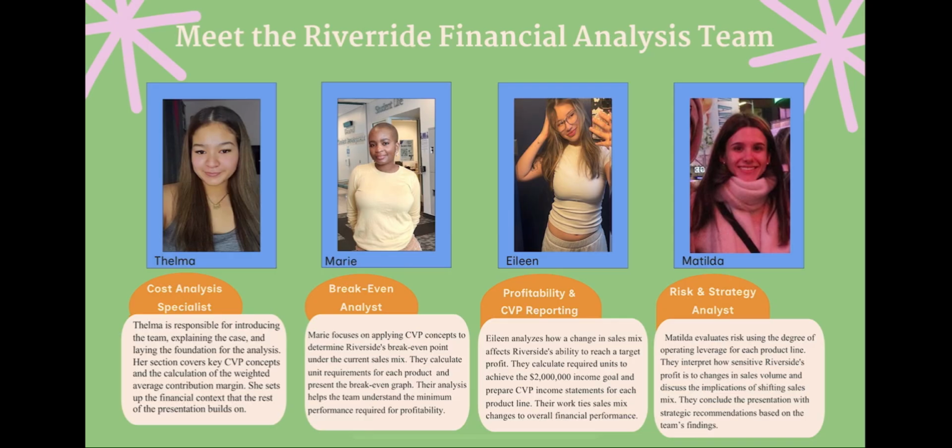Finally, we had a team member focus on visuals and interpretation. They created the break-even analysis charts, formatted the tables, and helped interpret what the charts and ratios meant for Riverride's financial strategy. This included explaining how shifts in sales mix influence the company's risks and operating leverage. Together, all of these roles allow us to present a complete and accurate financial analysis for Riverride manufacturing.